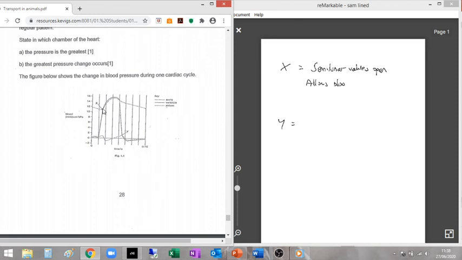I promise the tablet will catch up with me eventually. So if I keep following this on.